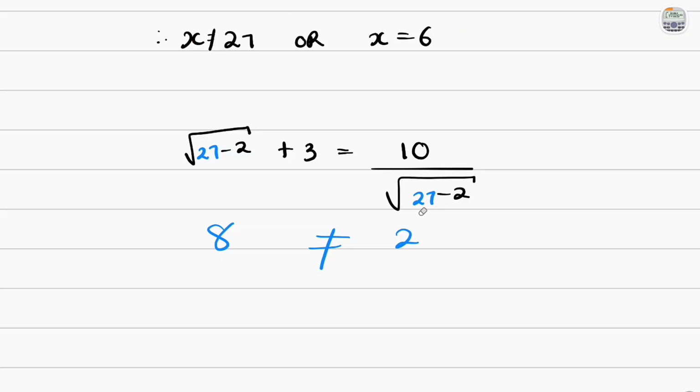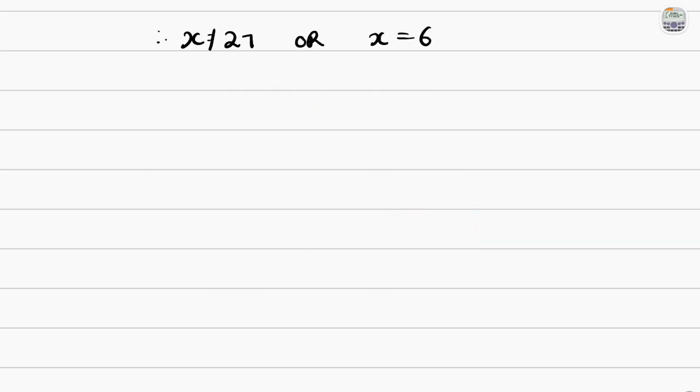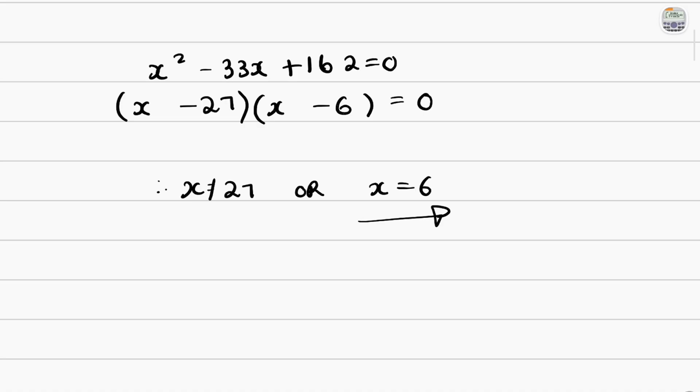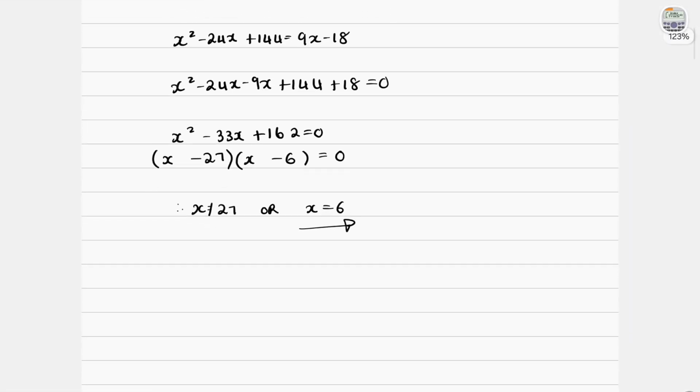So let's try 6 and see how this works out. If we substitute 6 here and 6 here, 6 minus 2 is 4. Square root of 4 is 2. 2 plus 3 is 5. We also know that this gives us 2 because it's the same thing as that: 6 minus 2 is 4, and square root of 4 is 2. So 10 divided by 2 is indeed 5. So you see that 5 is equal to 5. The left-hand side and the right-hand side are equal. Therefore, x is equal to 6, but it's not equal to 27. And that is our answer.